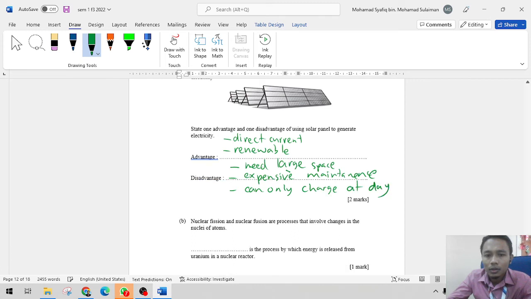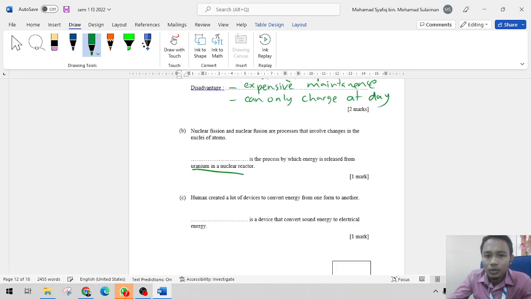B. Energy is released. So nuclear fission. So energy is released from the uranium is nuclear fission. Human created a lot of device. So sound energy to electrical energy is microphone.